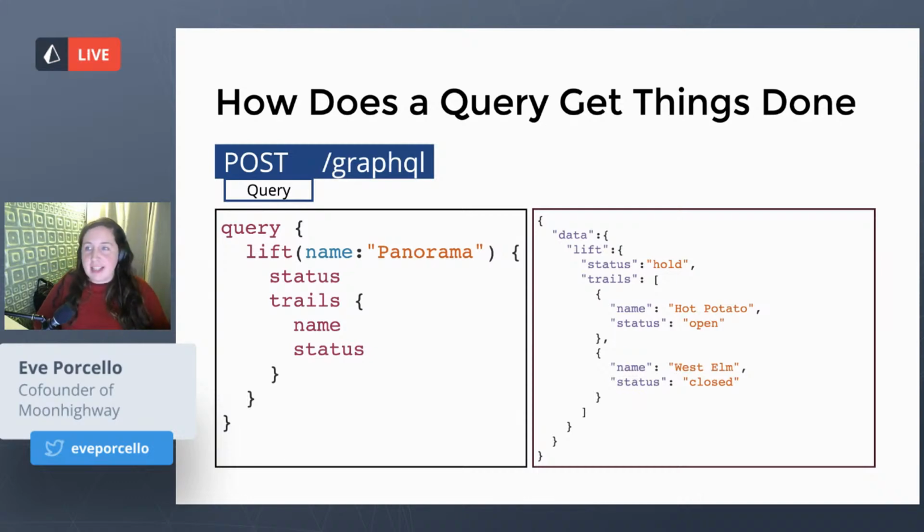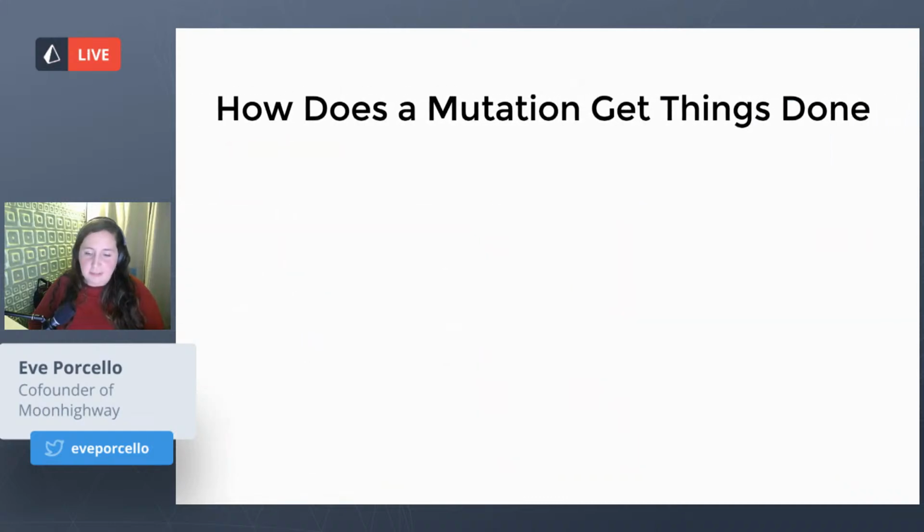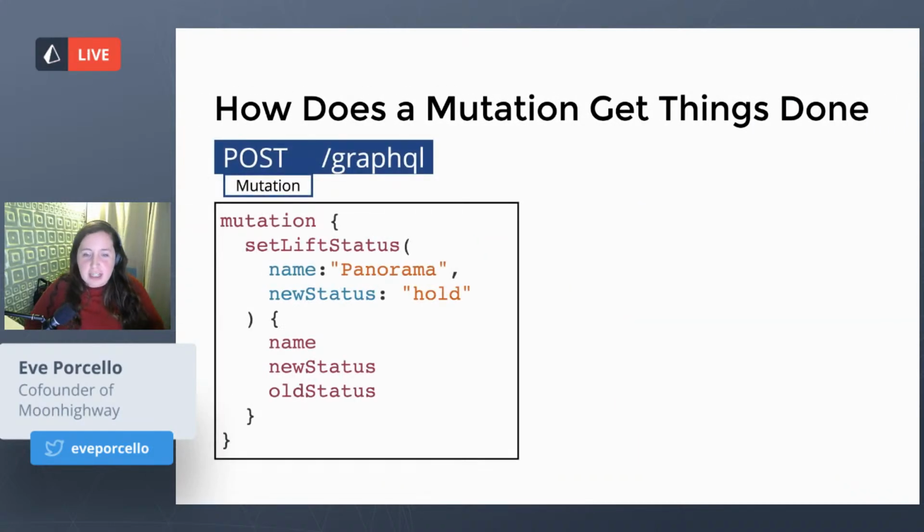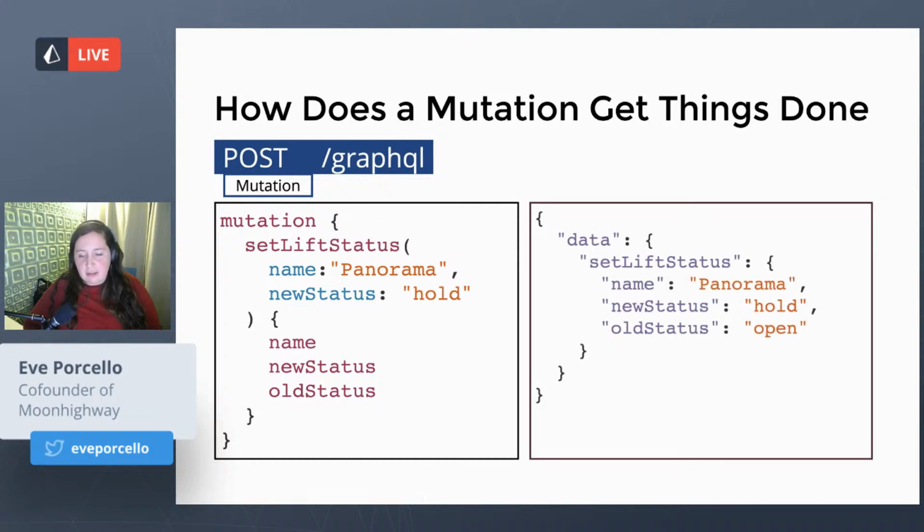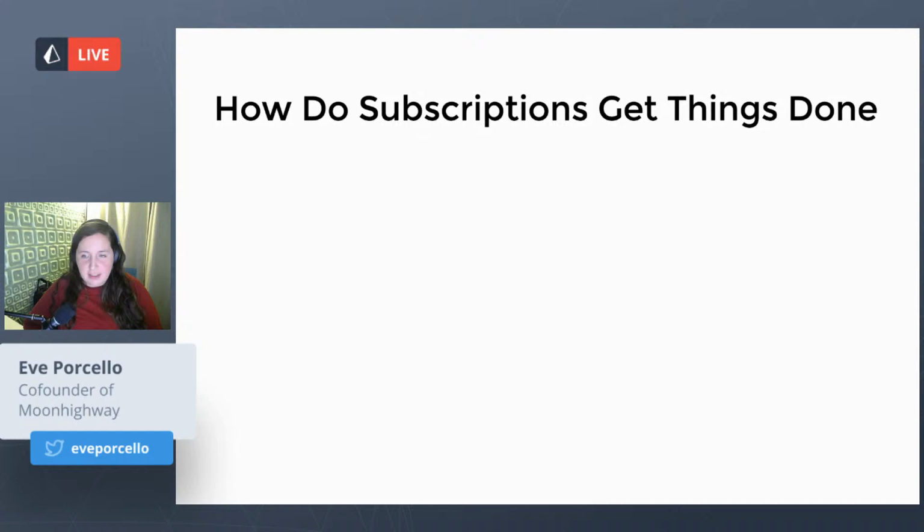However, sometimes that request has a lot of different fields. Let's think about how a mutation gets things done. A mutation gets things done by taking in a few details about what we want to change, like setting the lift status at a ski resort. Then our response looks exactly the same as this, matching up all of those different fields.